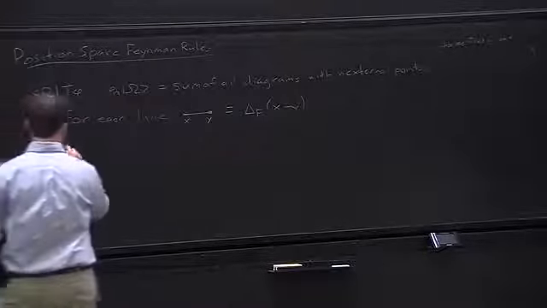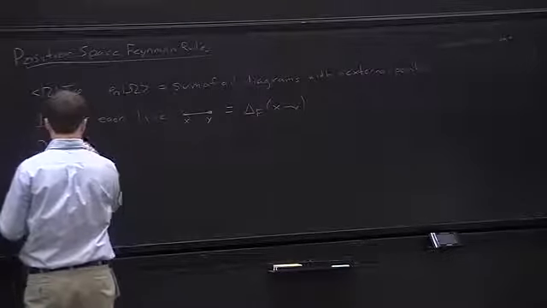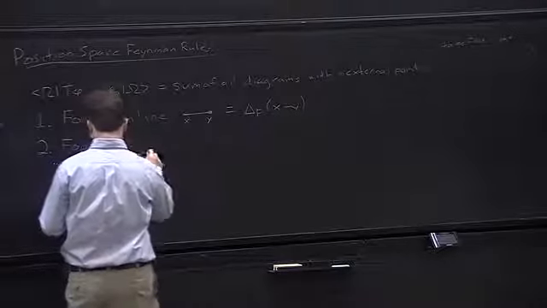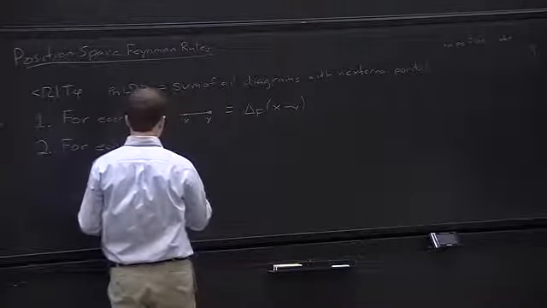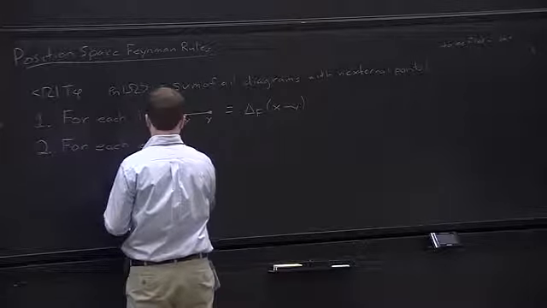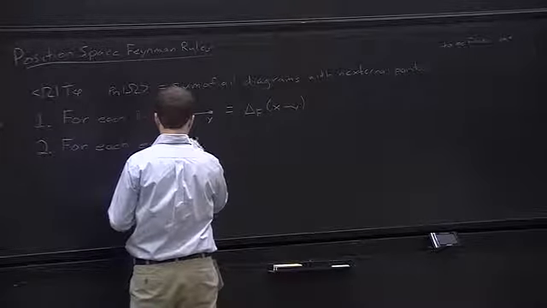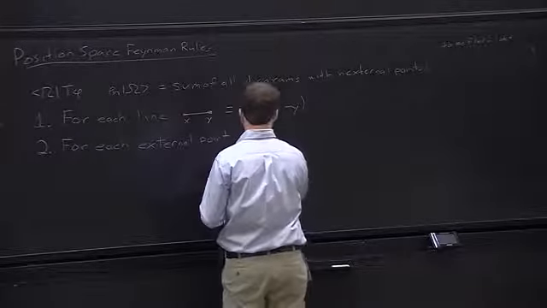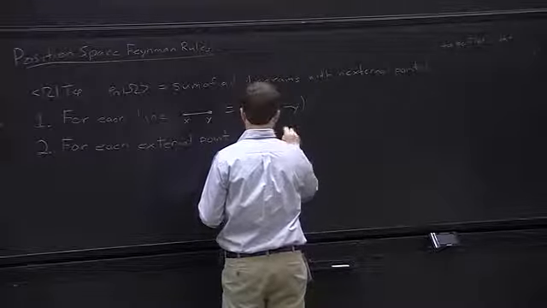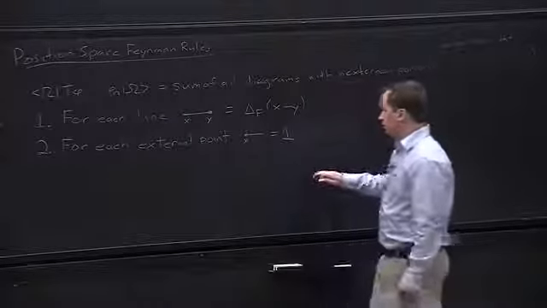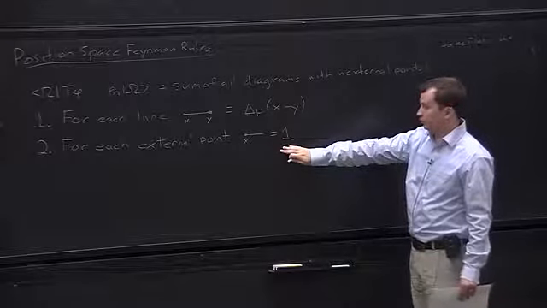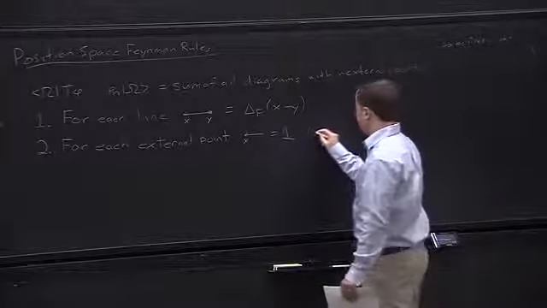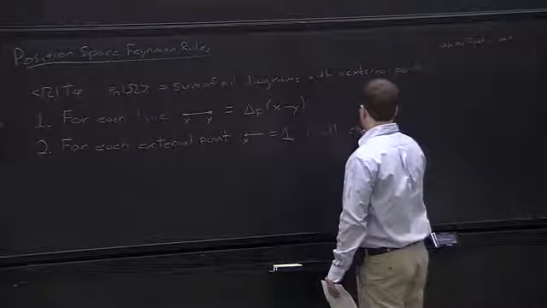The second rule is going to seem trivial, and it is for scalars, but I'm just writing it so that you don't forget it when you encounter particles with spin greater than 0 in Tibber's part of the course. And this is for each external point. We get a factor of 1. So I'm just writing this so that you remember it when you come to particles with non-zero spin.